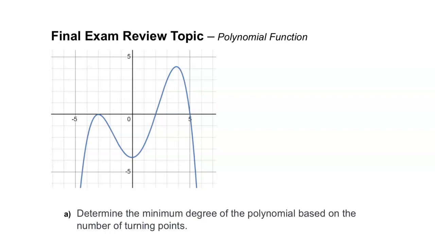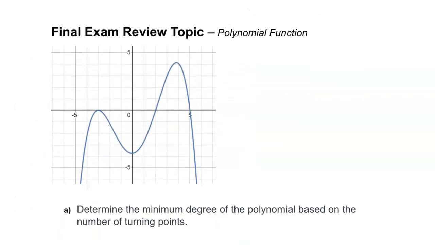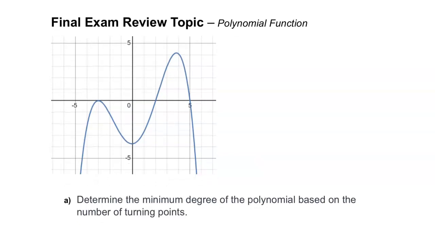This video is for Nova Online Math 161 and we are reviewing for the final exam, and the topic of this video is polynomial function. So we have this M-shaped graph given to us, and in part A we need to determine the minimum degree of the polynomial based on the number of turning points.